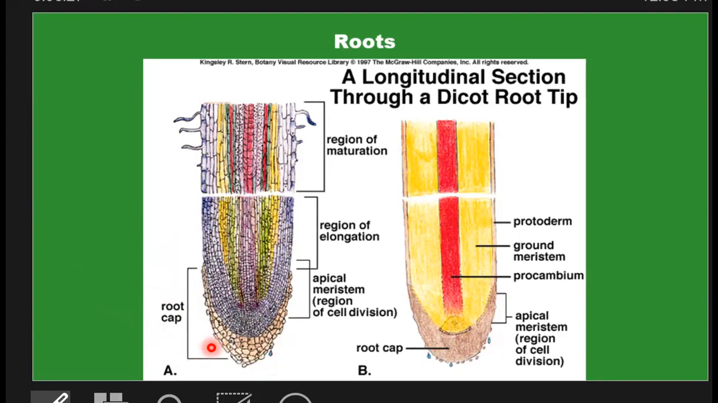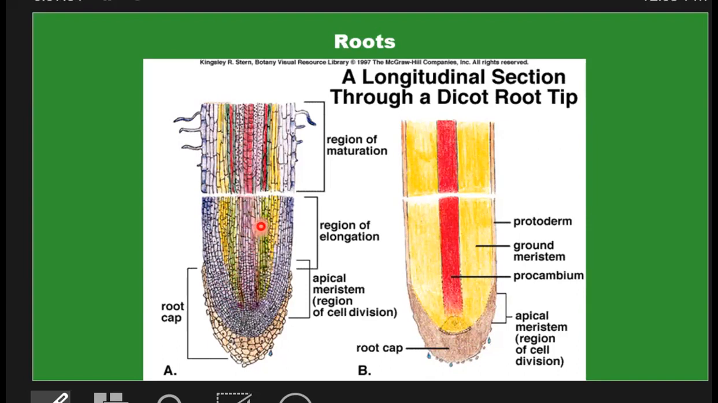It's very good at protecting that very precious apical meristem region. So this apical meristem is right behind the root cap. Those are a very precious region of cells that are constantly dividing and growing and adding more tissue to the root. And so as the apical meristem is busy doing its cell division and growth, it's adding to the region of elongation, and then the region of maturation is behind that.